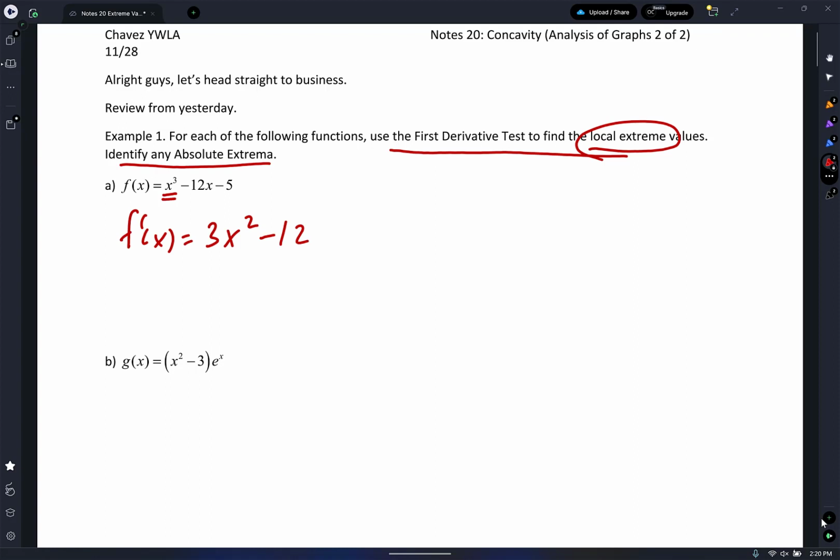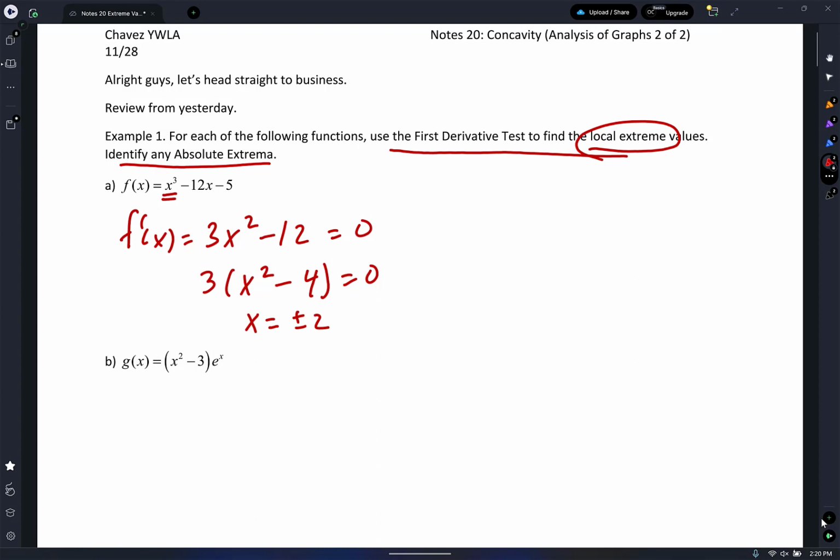I'm going to do something called find critical numbers. I find critical numbers by setting the derivative equal to what? 0. So I'm going to factor out a 3, and you'll have x squared minus 4. And I guess you can also do difference of squares, but I'm just going to go ahead and solve for it. X squared equals 4, and then square root, x equals plus minus 2. Does that make sense, guys?